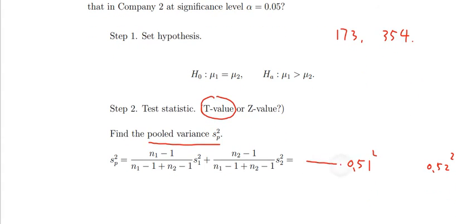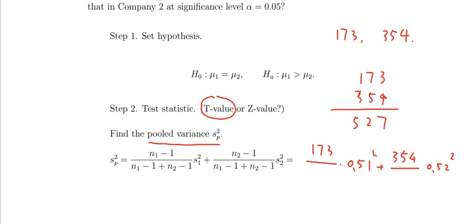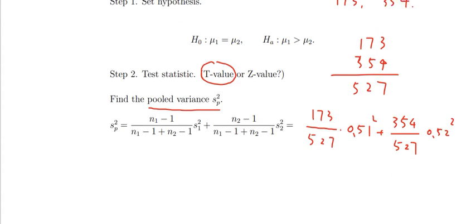So this one has degree of freedom 173, and this one is 354, divided by the total. The total is adding them up, right? So that equals 527. So divided by 527. Okay, so this is Sp squared.